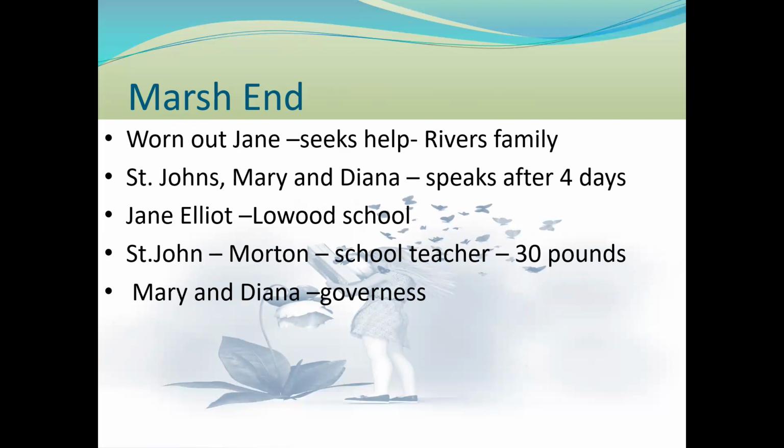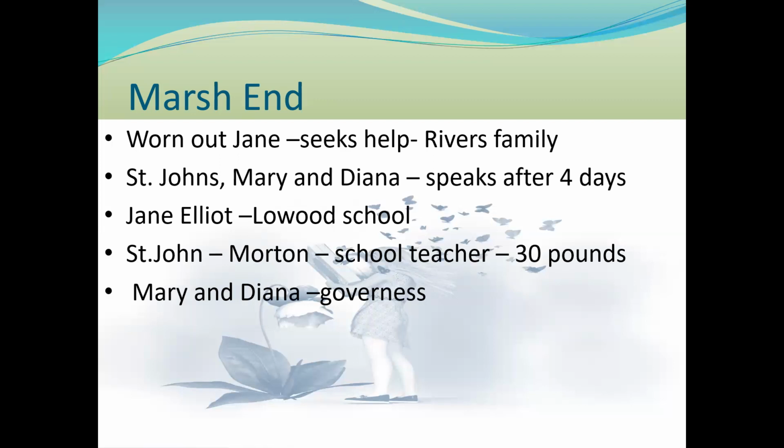She seeks help, and St. John Rivers' family gives protection to her. She calls herself Jane Elliot because she is afraid she will be found out. However, she tells them that she was educated and she also worked in Lowood School. Mary and Diana Rivers like her, but they soon go away to distant homes to become governesses because of their poor financial condition. Jane also starts working in the Morton parish as a school teacher for a salary of £30 a year.